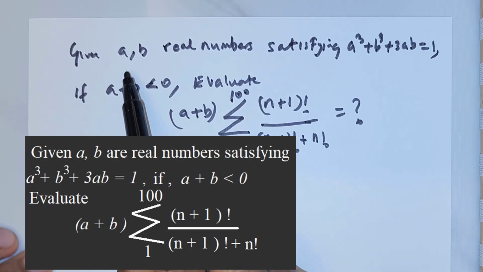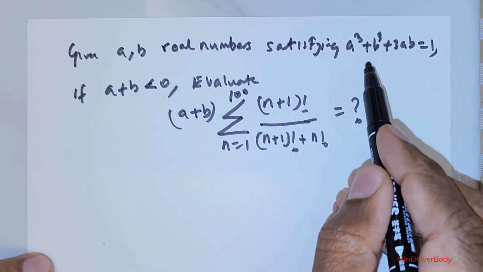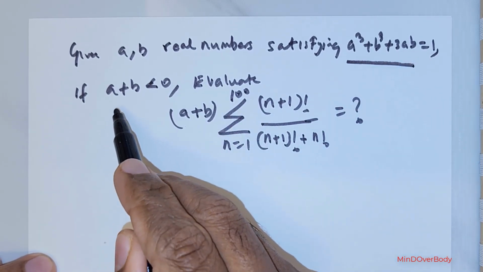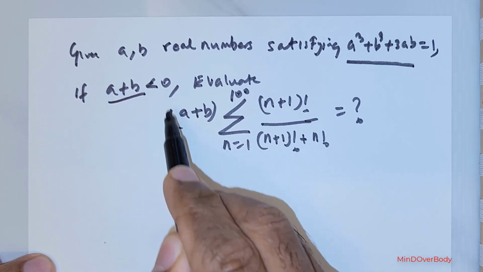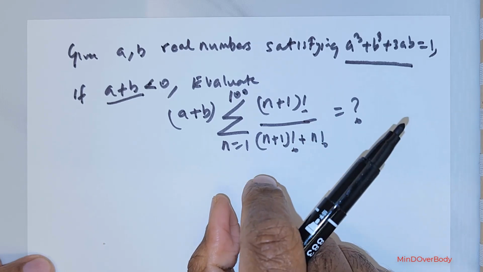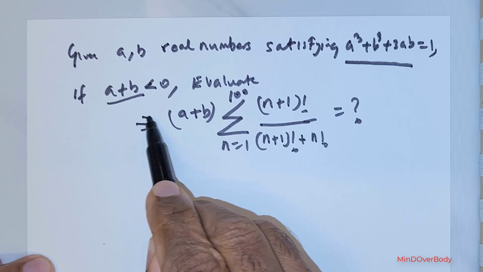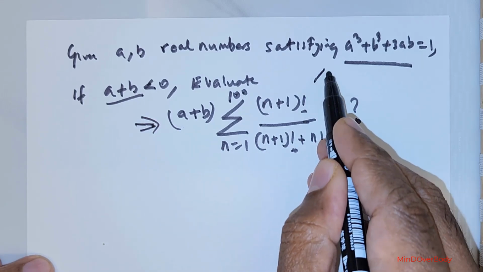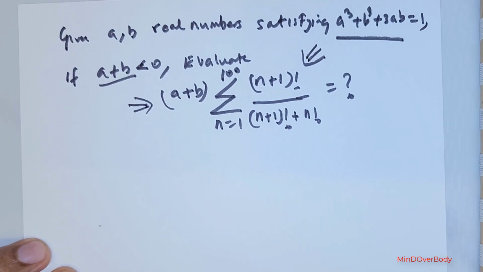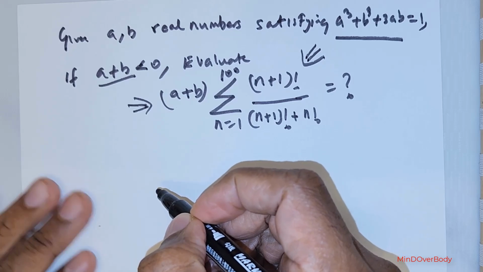Okay, we've been given this question. It's given that a and b are real numbers satisfying a cubed plus b cubed plus 3ab is equal to 1. If a plus b is less than 0, we are expected to evaluate this quantity. Now, there are two important things we need to do. We need to handle this a plus b, and then we need to handle this. So there are two actions required to execute this question successfully.